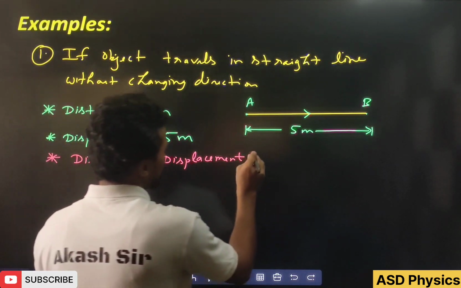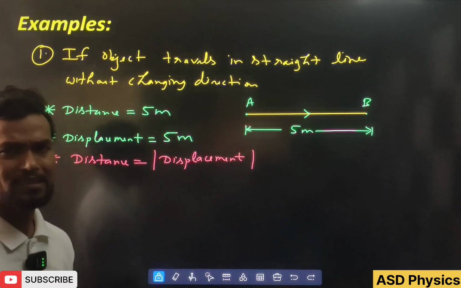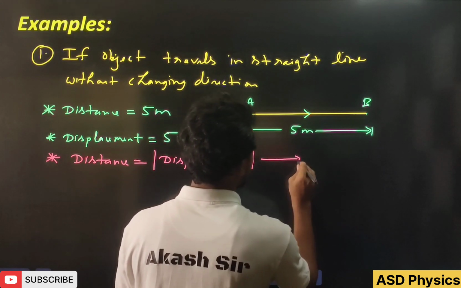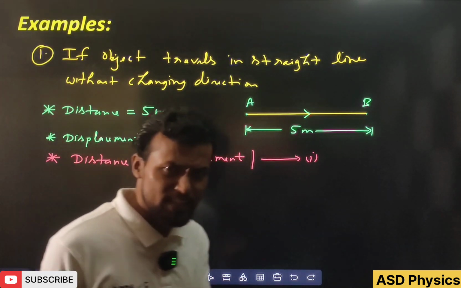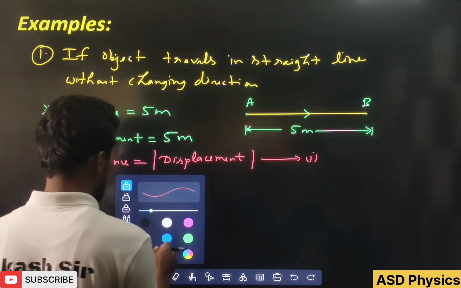Okay, so to be on the safer side, we will write the magnitude here. This is equation 1. What we have seen here, can you see very well? When the object is traveling in a straight line without changing direction, then distance will be equal to the displacement.